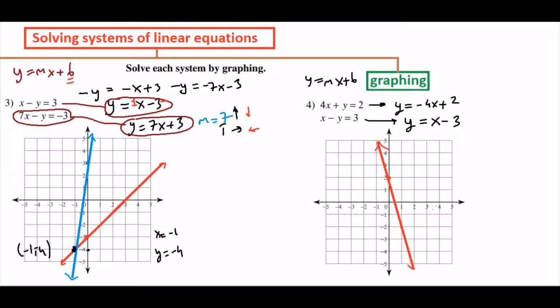Now let's graph y equals x minus 3. Negative 3 is the y-intercept, 1 is the slope, so 1 up, 1 right. So this is the second equation. And the intersection is (1, -2). That means x value 1, y value -2 satisfy these two equations. So this is our solution, (1, -2).